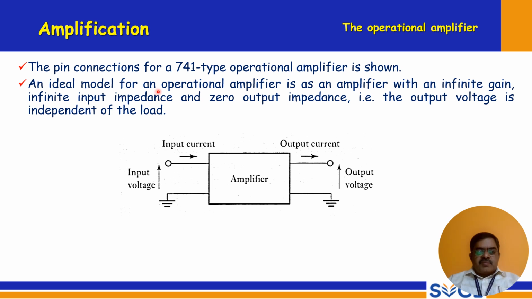An ideal model for an operational amplifier is an amplifier with infinite gain, infinite input impedance, and zero output impedance. These are the ideal characteristics of any operational amplifier. The output voltage is independent of the load. Here we have input current, output current, output voltage, and input voltage. So this is the amplifier, a simplified diagram. In the next slide, I am going to show you the complete terminals of the amplifier.